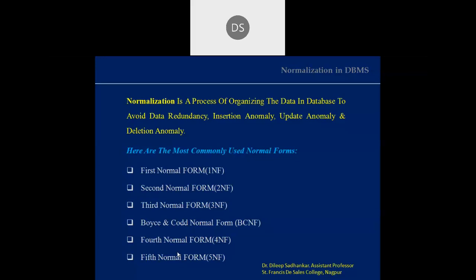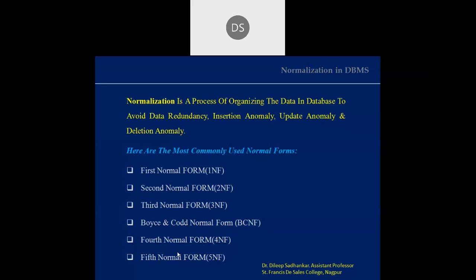Whereas when it comes to the second normal form, the table should be in first normal form. That is the very first condition. And the second one is that no non-prime attribute is dependent on a proper subset of any candidate key of the table. In other words, no partial functional dependency should be there. That means a non-prime attribute's dependency should be a full functional dependency.